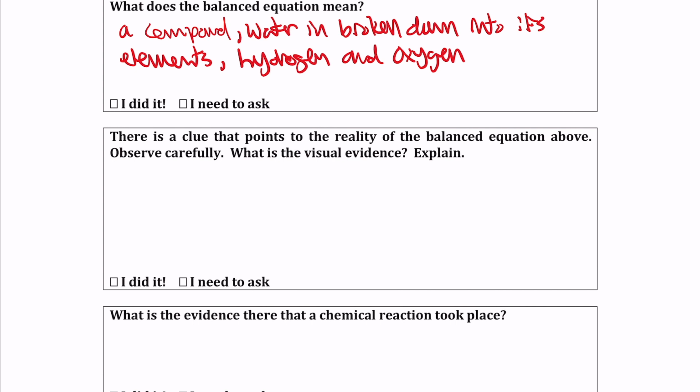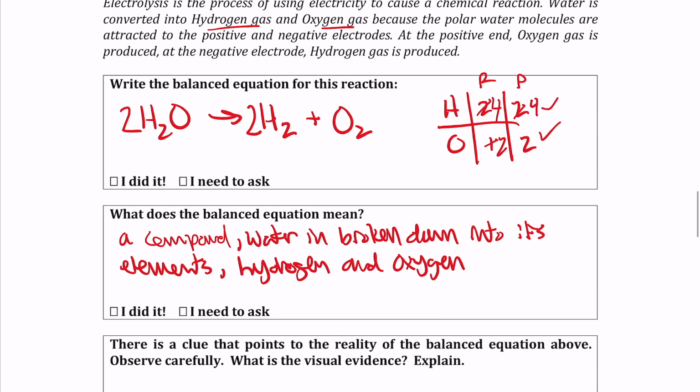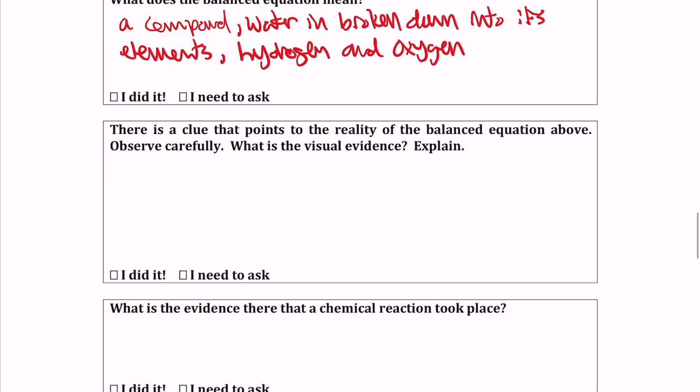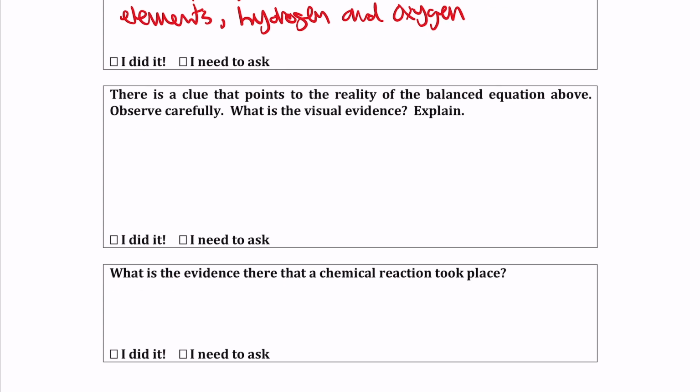So now that you've seen the reaction run, there's a clue that points to the reality of the balanced equation above. Let's just go back and take a look at that. If you look at this equation, you can see that we should be making twice as much hydrogen as oxygen. There's a 2 in front of that hydrogen and a 1 in front of the oxygen. And so we should be making twice as much hydrogen as oxygen if this balanced equation reflects reality at all.